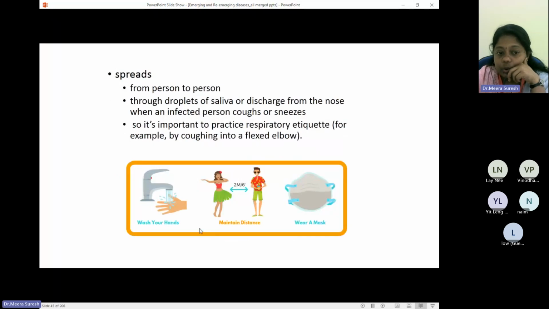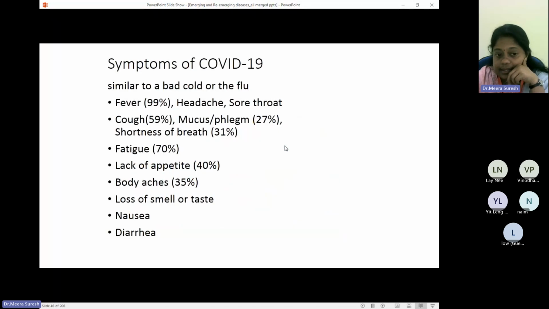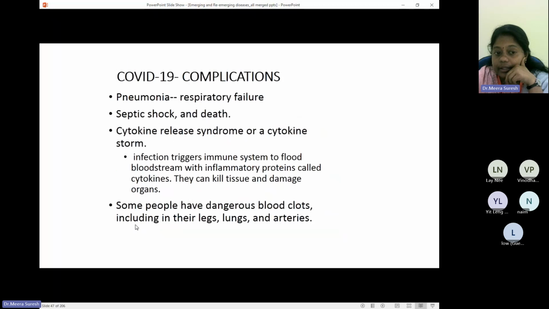The mode of spread, you know, was from person to person through droplets, cough, sneeze, etc. Hence we were asked to follow respiratory etiquette and maintain distance. The symptoms: fever, headache, sore throat, cough, mucus, fatigue, lack of appetite, body ache, loss of smell or taste, which was very characteristic, nausea, and also diarrhea. Complications, as usual, were pneumonia, septic shock, and death.